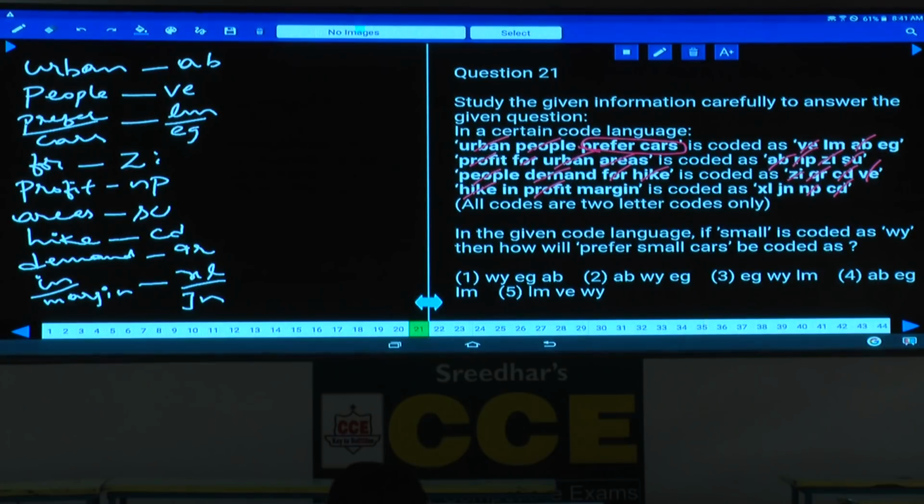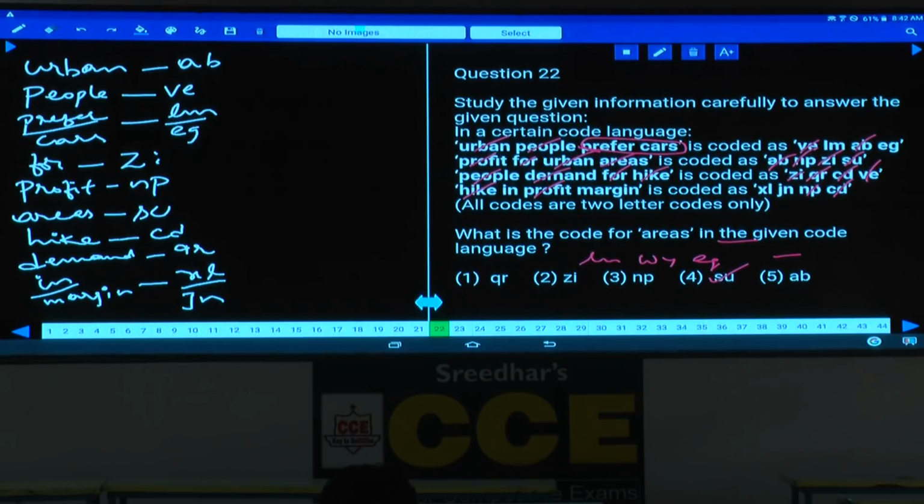Then in the given code language, if small is coded as WY, and prefer and cars are LM, EG in any order, what is your answer? LM, WY, EG or EG, WY, LM. Choice 3, EG, WY, LM. And this is a very basic reason. Now, the code for small is given. Choice 3.